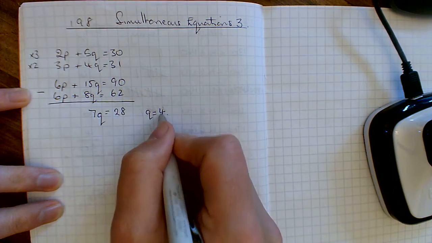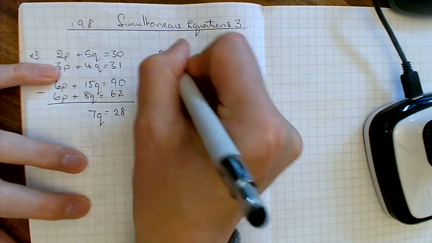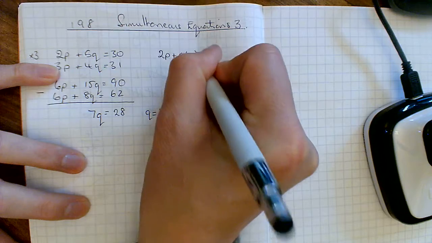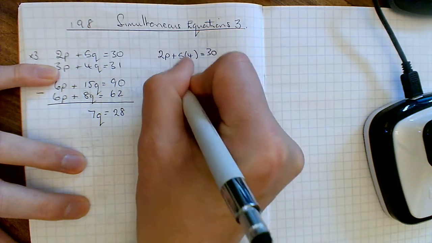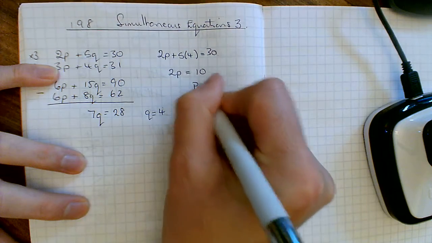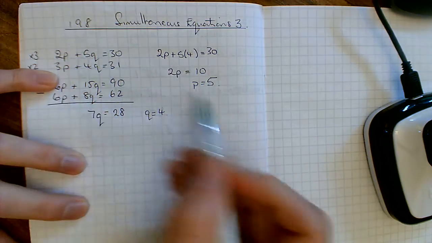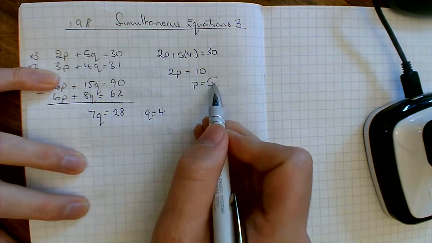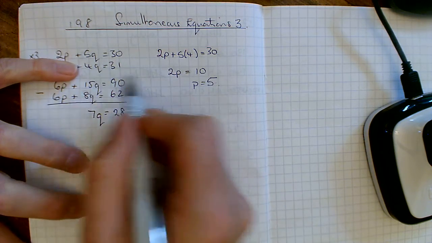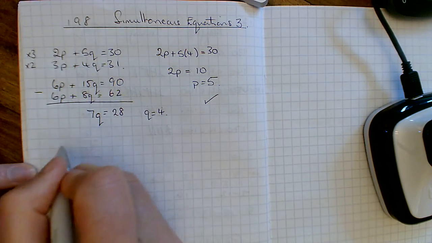Once you've got q, you just put that back into one of the equations, normally the top one. So 2p plus 5 4s, which are 20, equals 30. So 2p must equal 10, just take away the 20, and then p must equal 5. As a final check, you can run these two through the second equation. 3 5s are 15, 4 4s are 16, 15 and 16 is 31. They're the right answers. Next question.